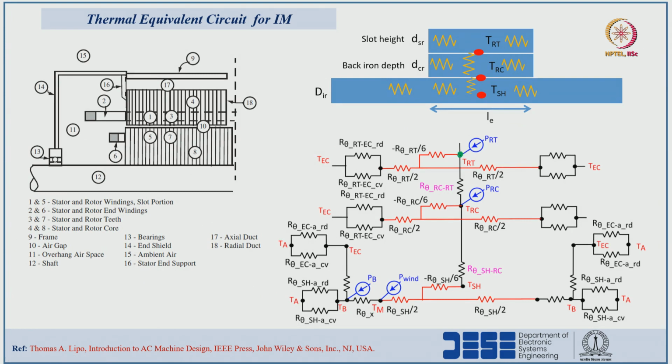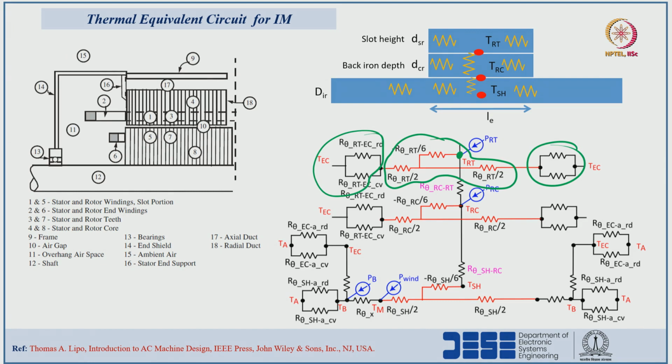Next, I am considering the rotor teeth as one more thermal node, and the axial direction of heat flow again we have to represent with one T type network. This network represents the rotor teeth to end cap thermal resistance with respect to convection as well as radiation.